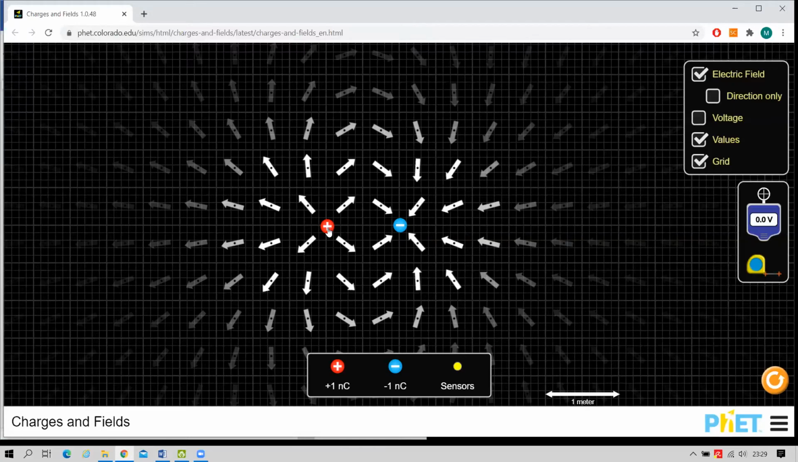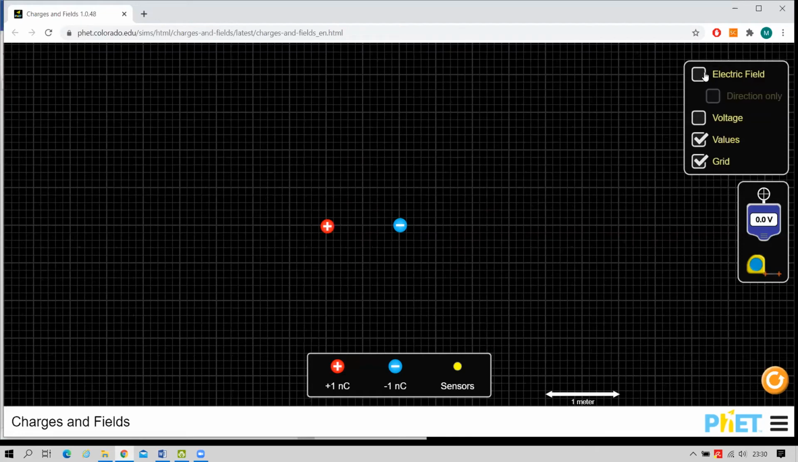The plus charge is 1 nanocoulomb and the minus charge is 1 nanocoulomb. If you check the electric field, you will see how the electric field changes around this dipole, or you can uncheck it. So what else are you going to do with this dipole? Let's check what the report says.